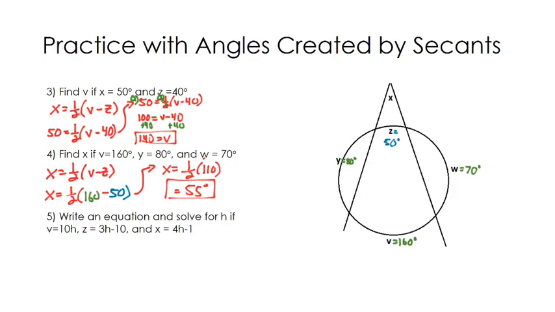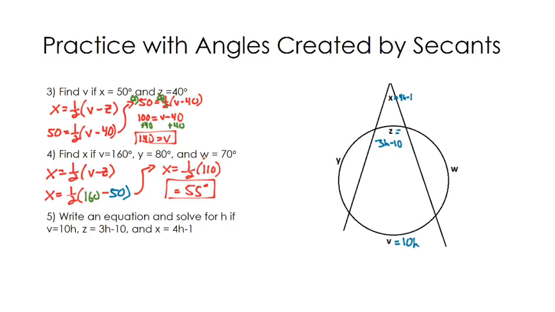Now, let's do our third problem, and I'm going to erase what we've labeled everything as. This last one is going to involve us writing an equation. So I'm going to first label everything that's given. It says write an equation and solve for h if v equals 10h, z equals 3h minus 10, and x is 4h minus 1.